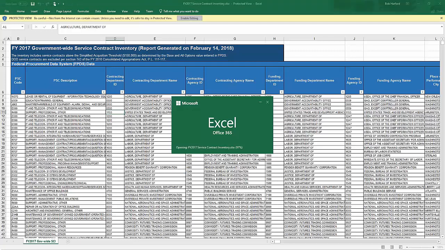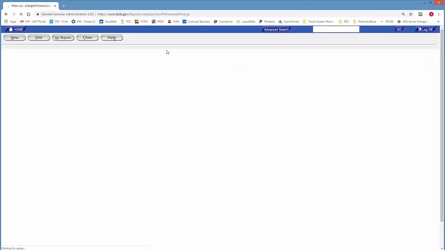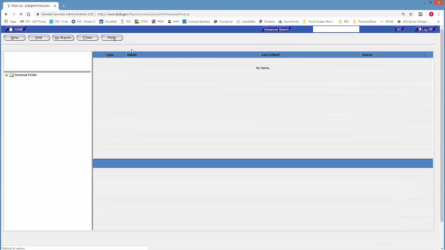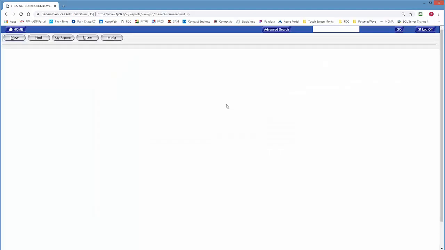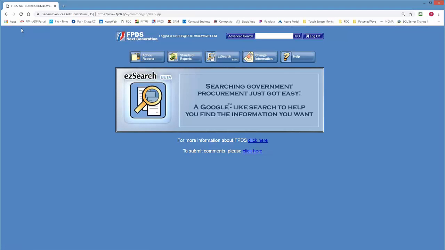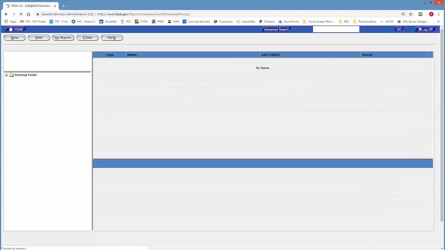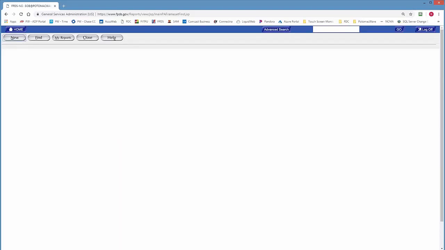Let's see if we can walk through this ad hoc report. So imagine that you are a senior procurement executive. Maybe you want to make sure that your contractors are not getting work that a federal employee should, or that you're not over-relying on the contractor. So here's how you go about it. Let me not go too fast. I'm simply logged into FPDS NG. I'm going to click on ad hoc reports. I'm going to click on new.